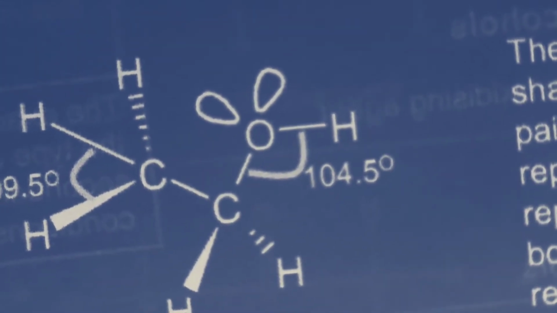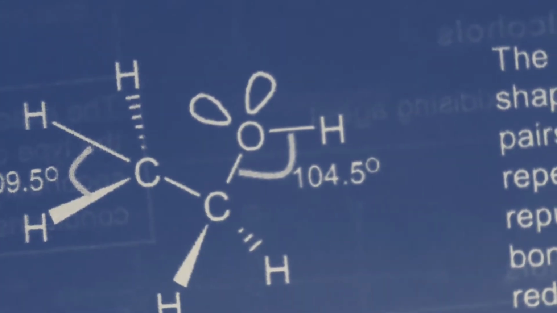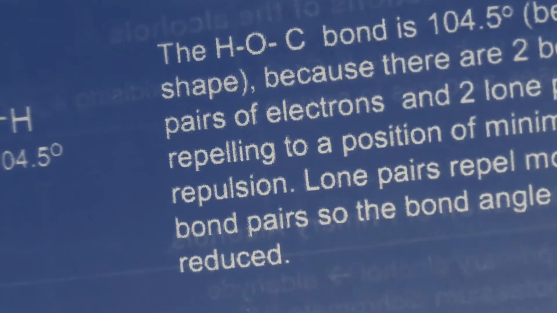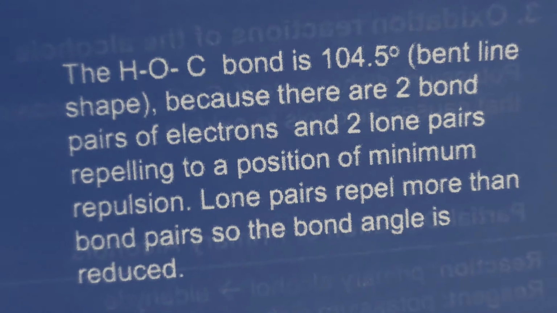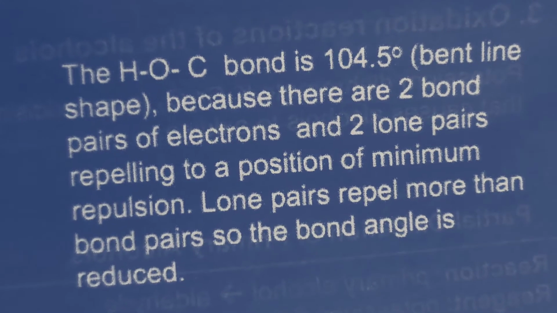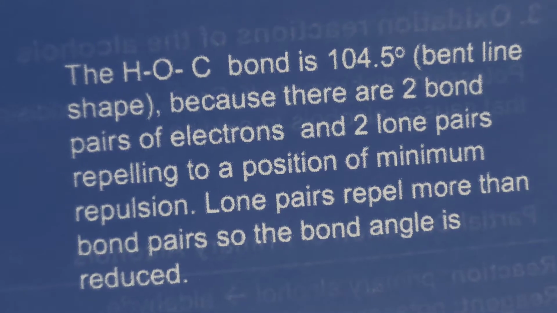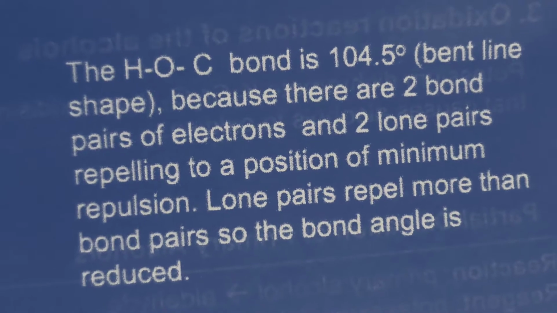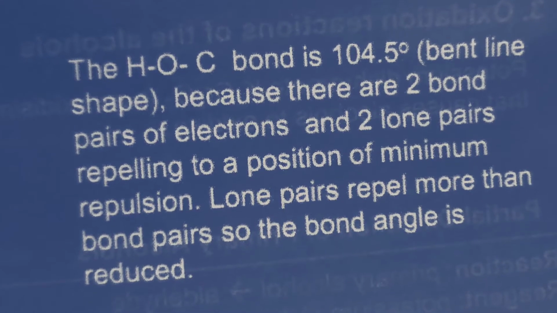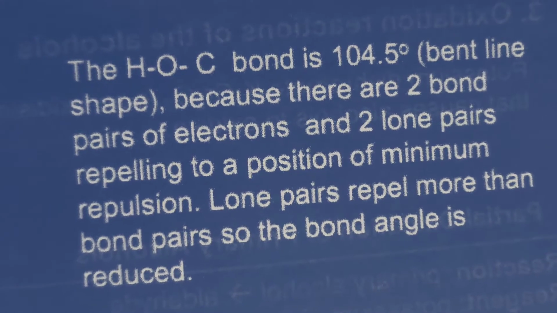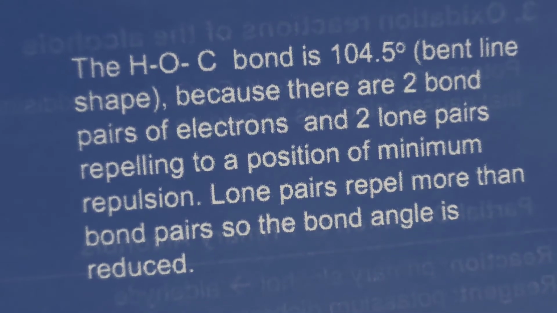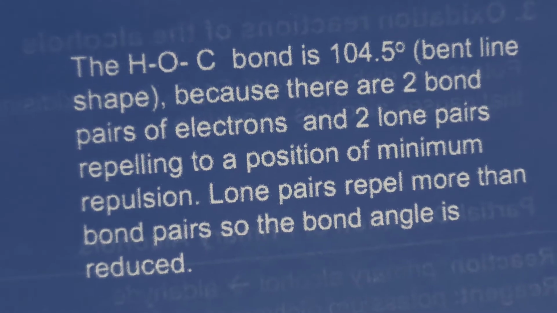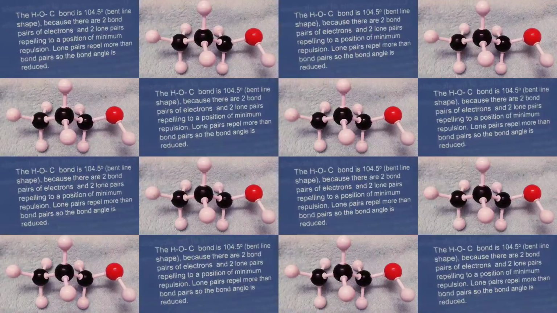So why is the bond angle of hydrogen, oxygen, carbon 104.5 degree? The hydrogen, oxygen, carbon bond angle is 104.5 degree because there are 2 bond pairs of electrons and 2 lone pairs of electrons. They are always repelling to a position of minimum repulsion. And you know that lone pairs repel more than the bond pairs, so the bond angle is reduced.